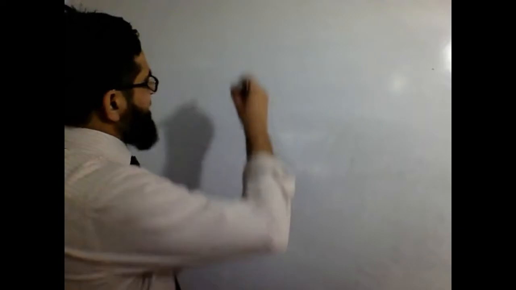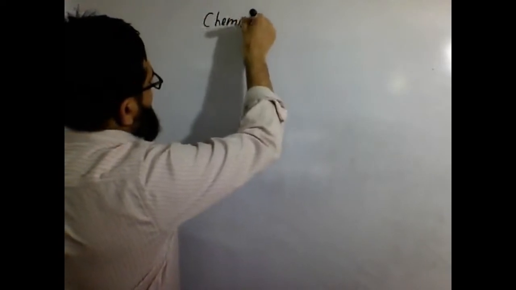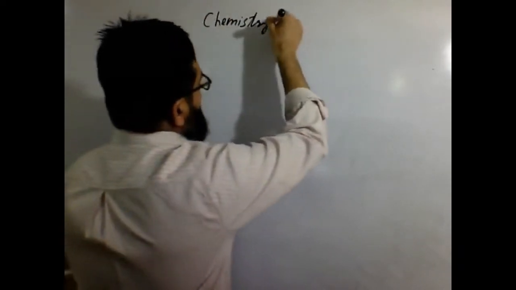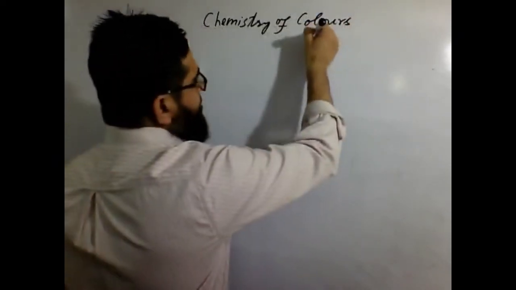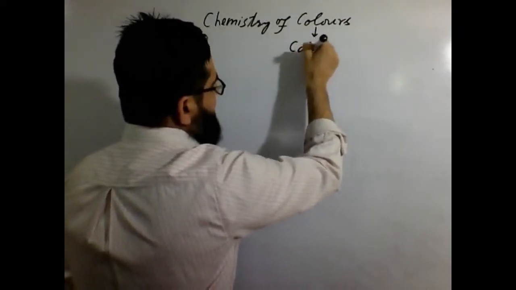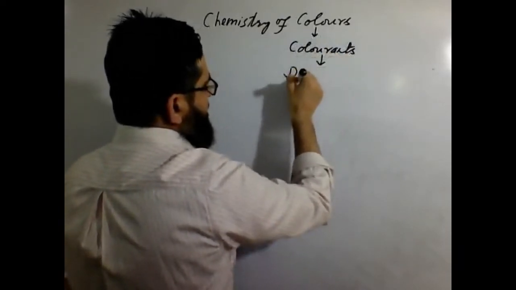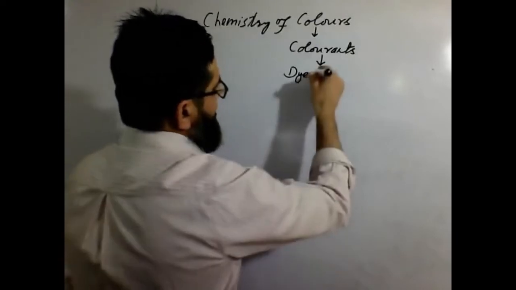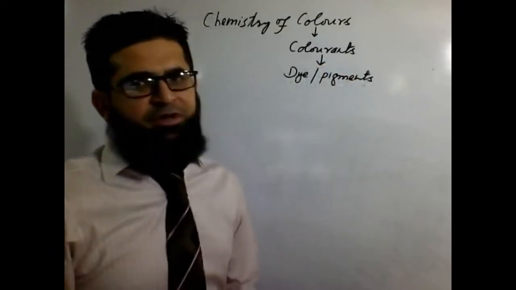Today I'm going to start from the very last topic I discussed in my previous lecture. We were discussing the chemistry of colors. We looked into the chemistry of colorants. Then we took a bit of an intro about the dyes. We came to know about the pigments, the difference between the dyes and the pigment.